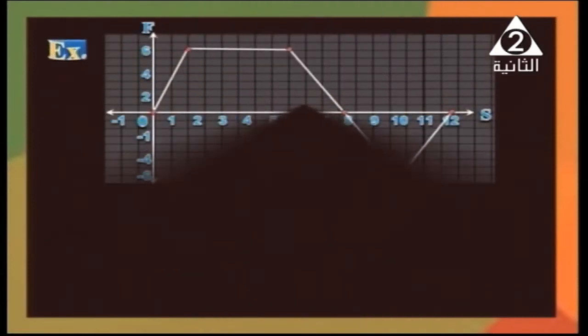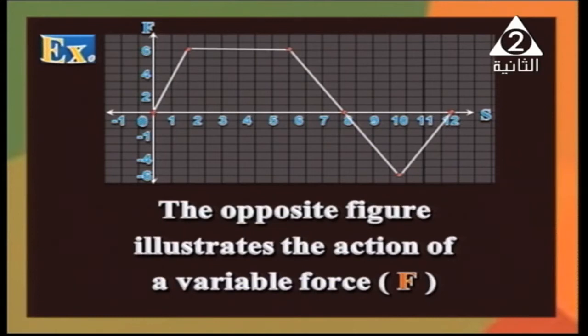My dear student, the opposite figure illustrates the action of variable force F. We know that in the opposite figure, the graph represents the relation between F and S. When S equals 0, F equals 0. When S equals 1, F equals 4. When S equals 5.5, F equals 6. When S equals 8, F equals 0. When S equals 12, F equals 0. Then the force is 0 when S equals 0, 8, 12. The maximum of the force F is when S equals 1.5 and 5.5. The minimum value of the force F is when S equals 10.